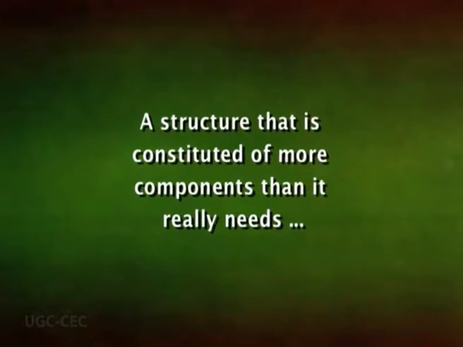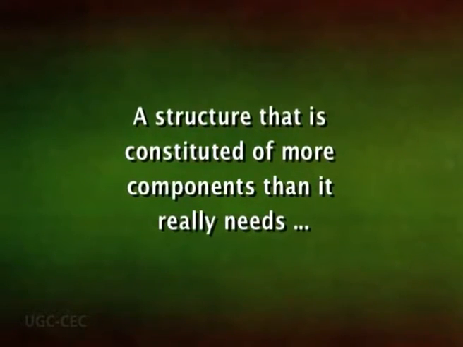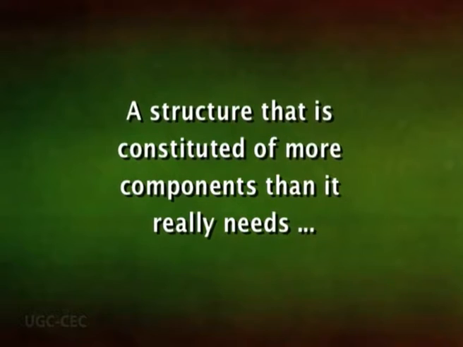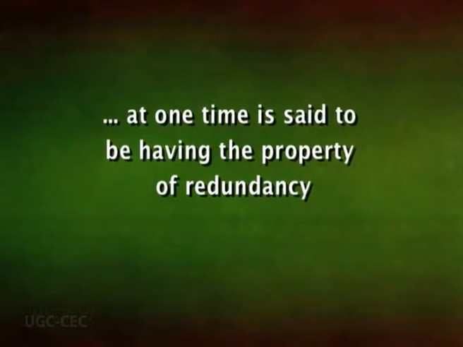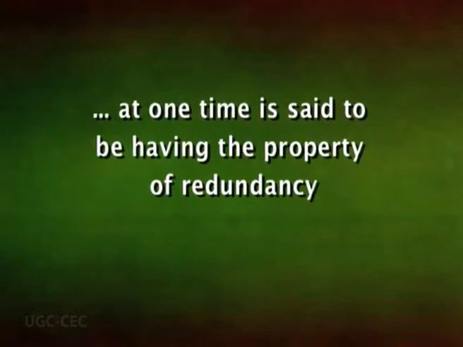A structure that is constituted of more components than it really needs at one time is said to have the property of redundancy. This redundancy of parts helps these trees neutralize the damage or loss of vital parts incurred by any kind of damage, to survive and live more, thus perpetuating the genotype.